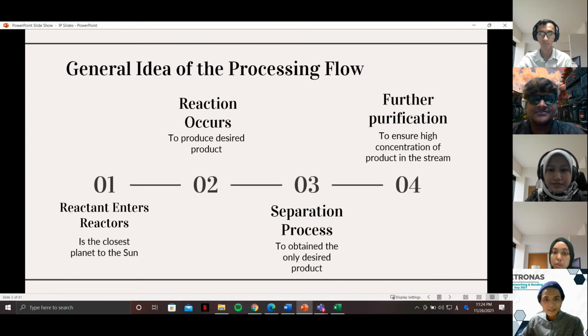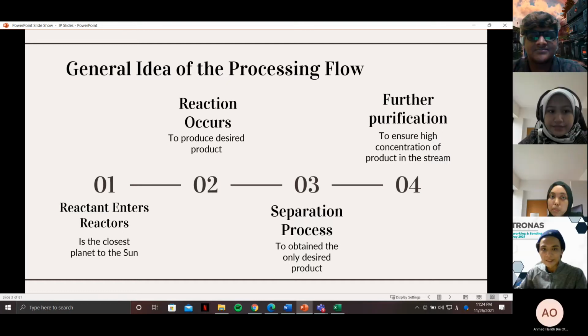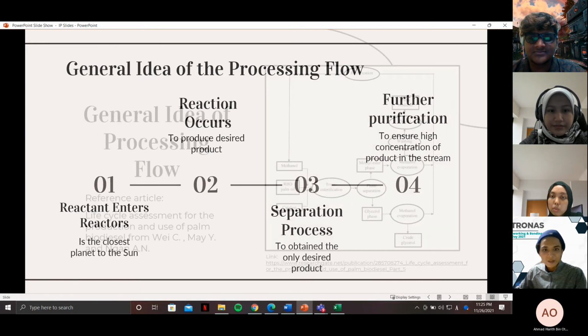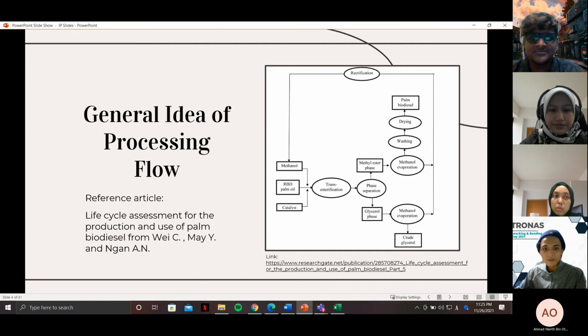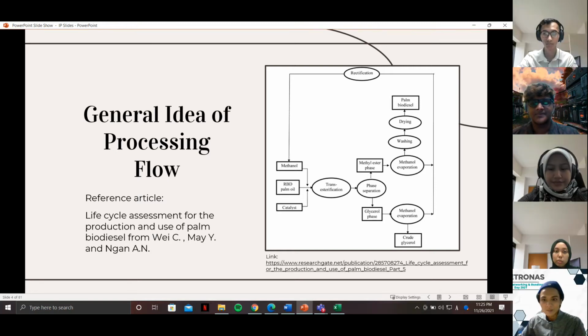Okay, so the general idea of processing flow. For our PFD, we start with the reactant, which will enter the reactor to make our desired product. From our desired product, we go to the separation process to gain our most desired product and to remove our reactants. So we must do further purification to remove our residue. The general idea of our processing flow comes from this reference. We have many more references, but this one is the major one. As shown in the photo, this is the general flow of a palm oil plant.